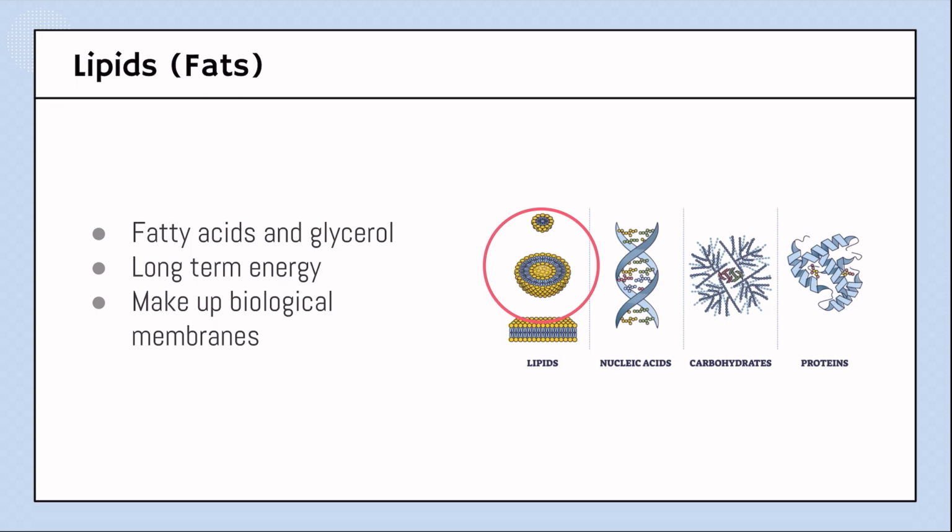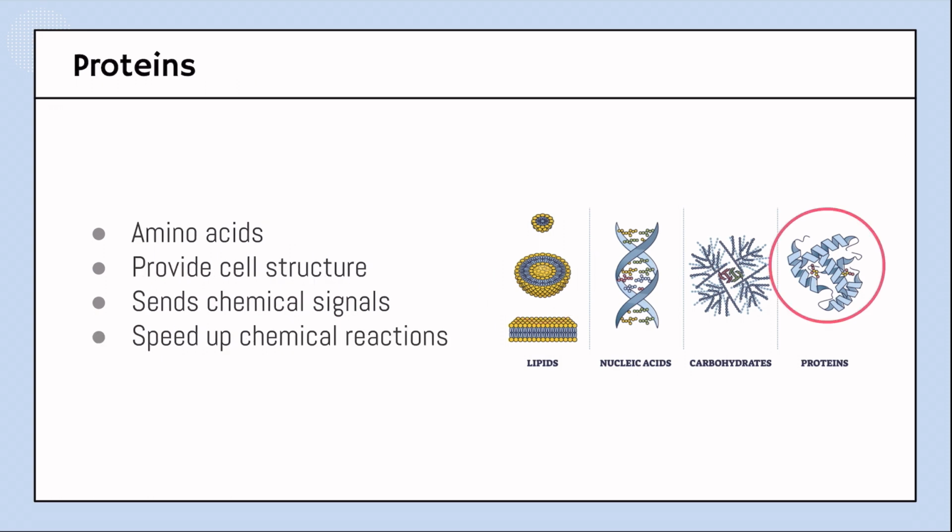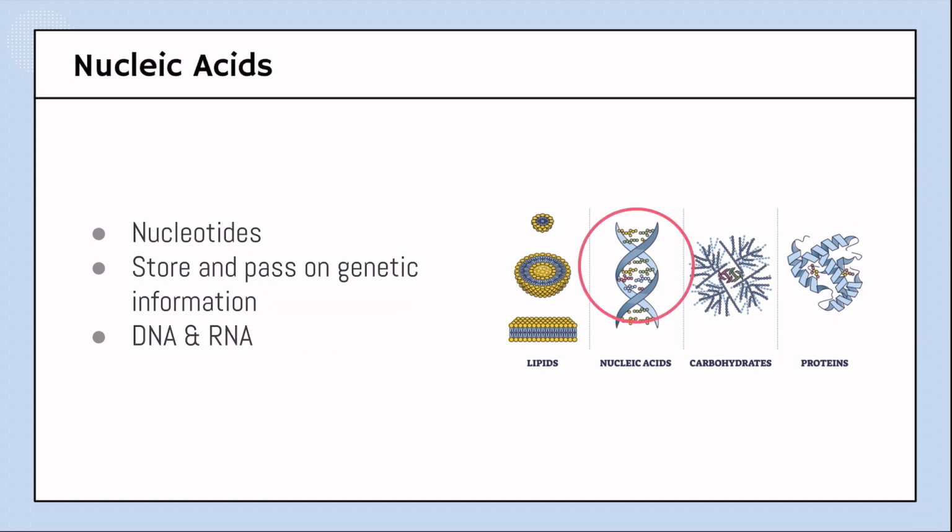Proteins are made up of amino acids and provide cell structure, send chemical signals, as well as speed up chemical reactions. Proteins are found in hormones, enzymes, and antibodies. Lastly, nucleic acids are composed of nucleotides. They store and pass on genetic information which is found in the DNA and the RNA.